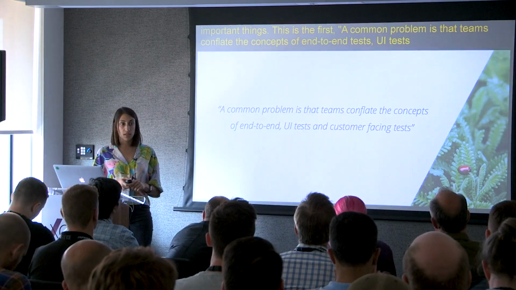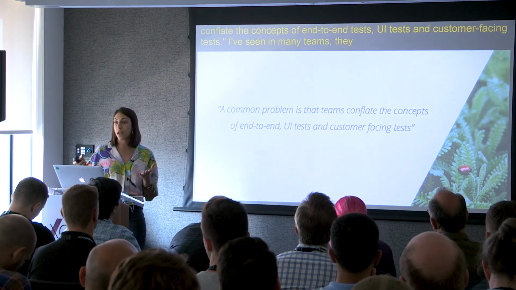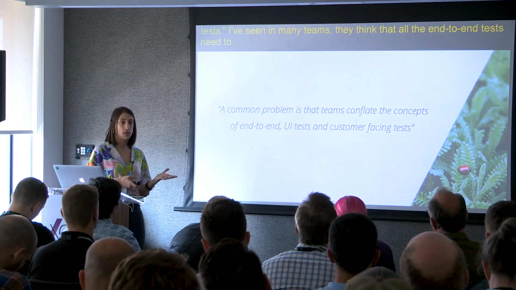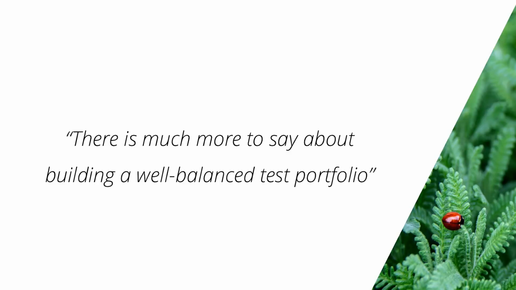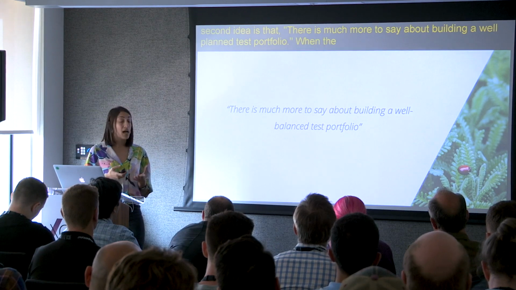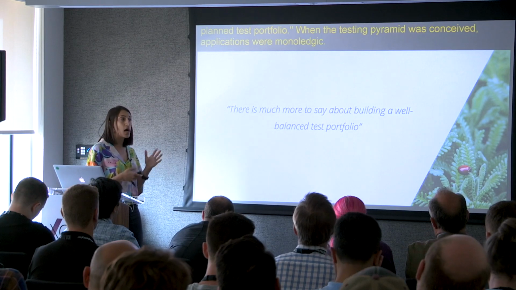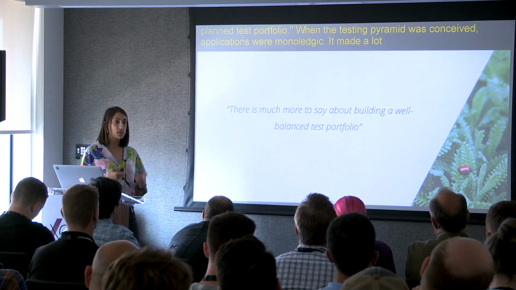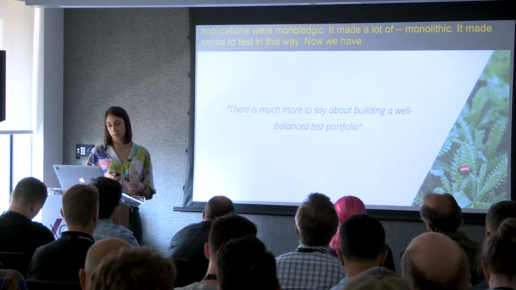So I've seen in many teams, they think that all the end-to-end tests need to go through the UI, and that all the UI tests are end-to-end. And we will see that it doesn't have to be this way. The second idea that he mentions is that there is much more to say about building a well-balanced test portfolio. When the testing pyramid was conceived, applications were monolithic, and it made a lot of sense to test them in this way. However, nowadays we have microservices, distributed systems, so this approach feels insufficient.